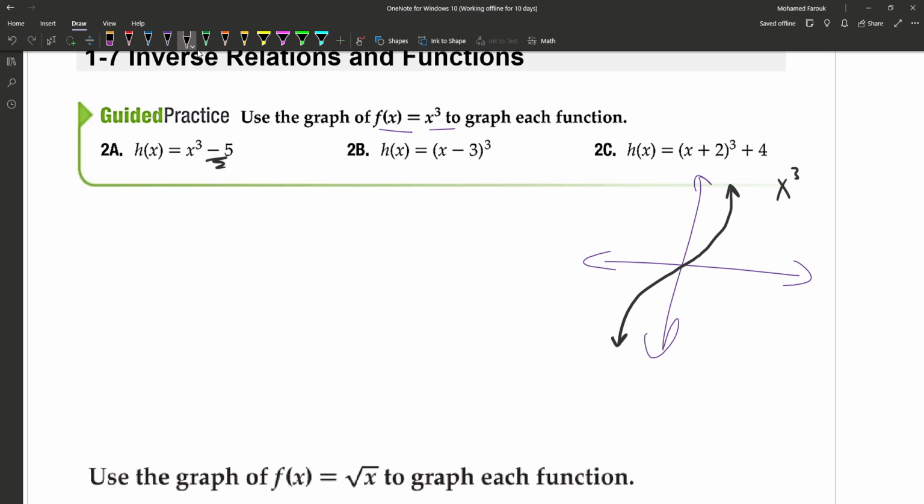Okay, the first one, we just need to translate it. Negative 5 means I need to drop it down 5 units. This is my whole function, and I will just drop it 5 units. So how will you do it? You will draw your graph, and instead of making your center the origin point, you will go down 5 units. 1, 2, 3, 4, 5. Right now this is your center, so start drawing your function. It will be like this.